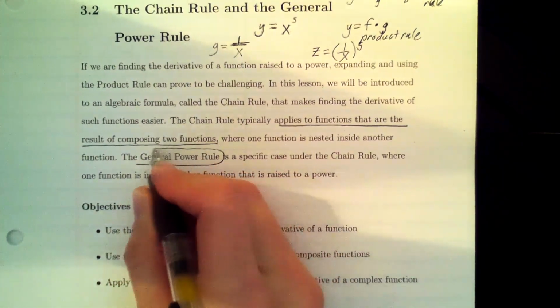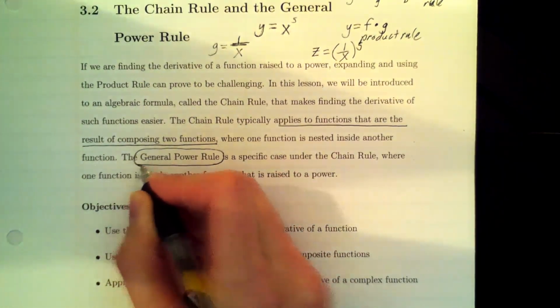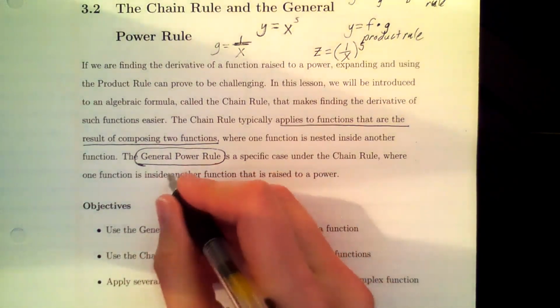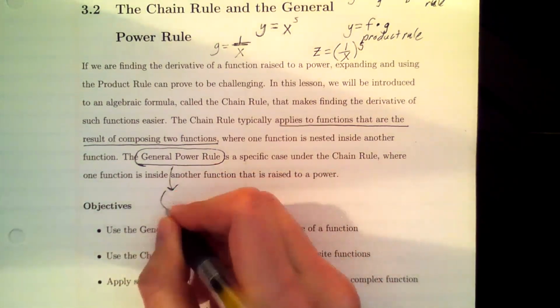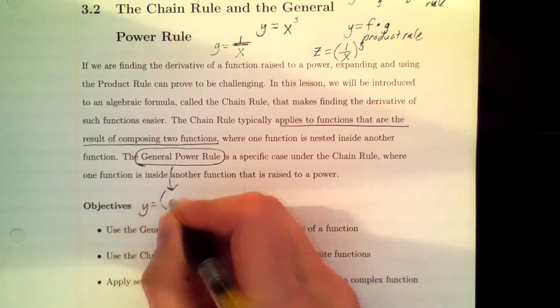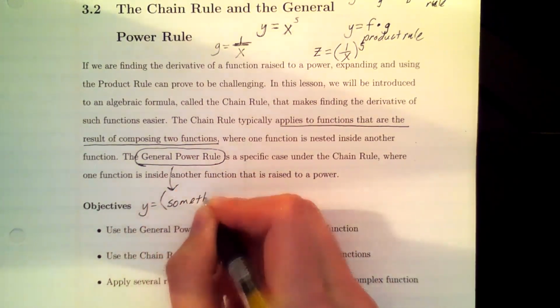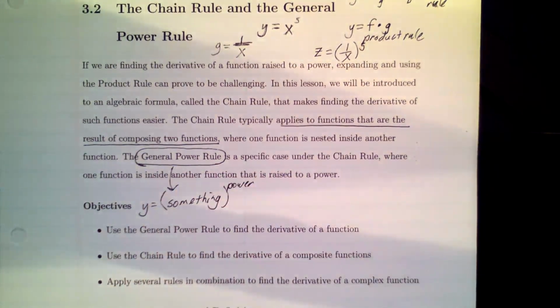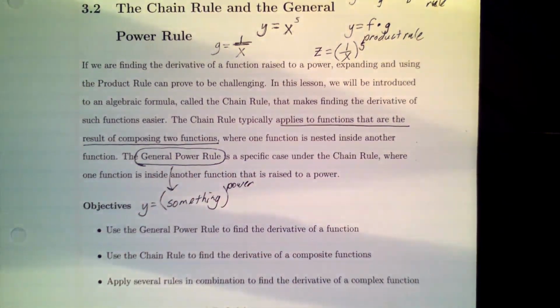The general power rule is under the umbrella of a chain rule, but it applies to the very specific case that you're taking the derivative of y equals something in parentheses raised to a power. So if you have something in parentheses raised to a power, you use a general power rule on that to take the derivative. And so that is what we learn in this section.